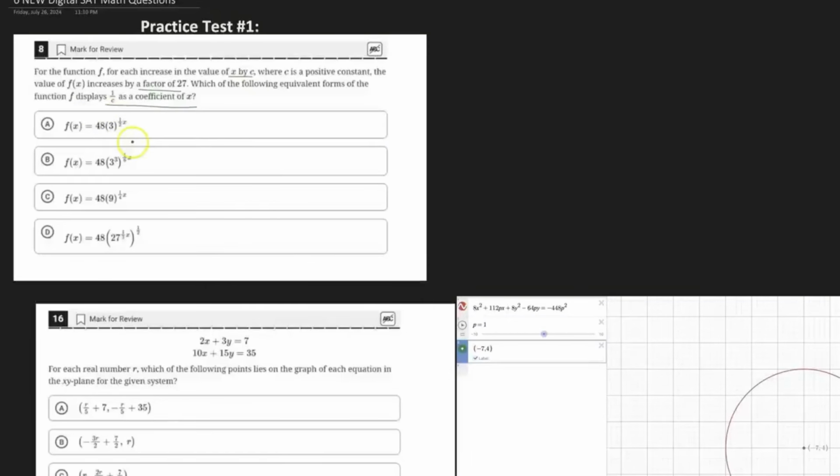So the first thing we want to note is, what is the starting value? The starting value is 48. Now why? Because when x is 0, what happens is we get anything to the power of 0 equals 1.